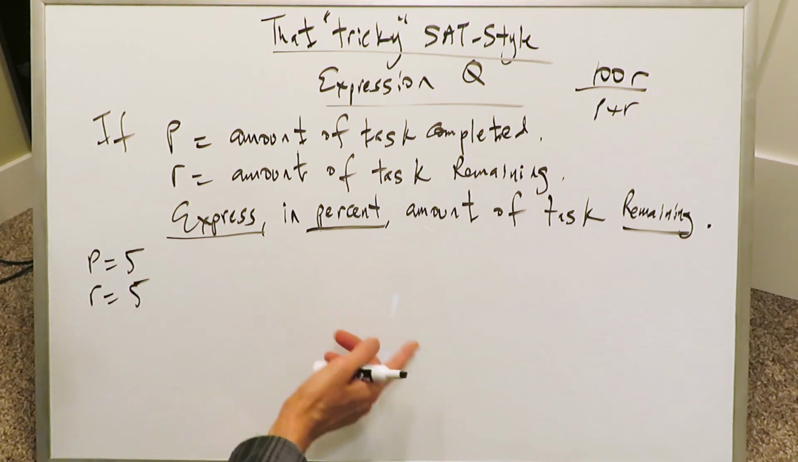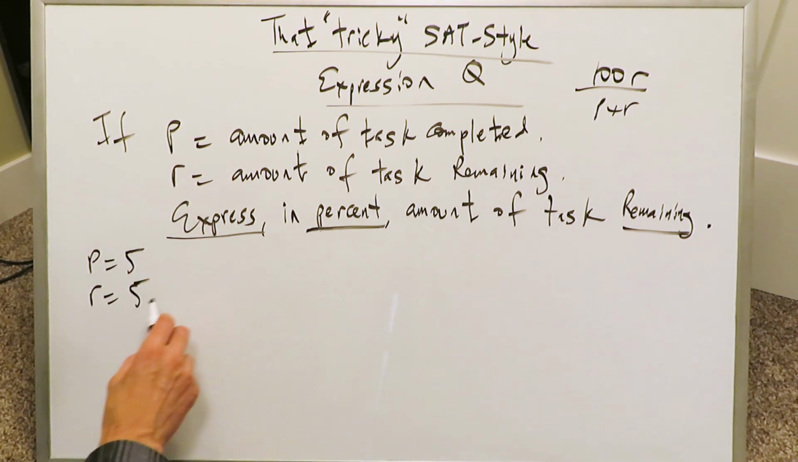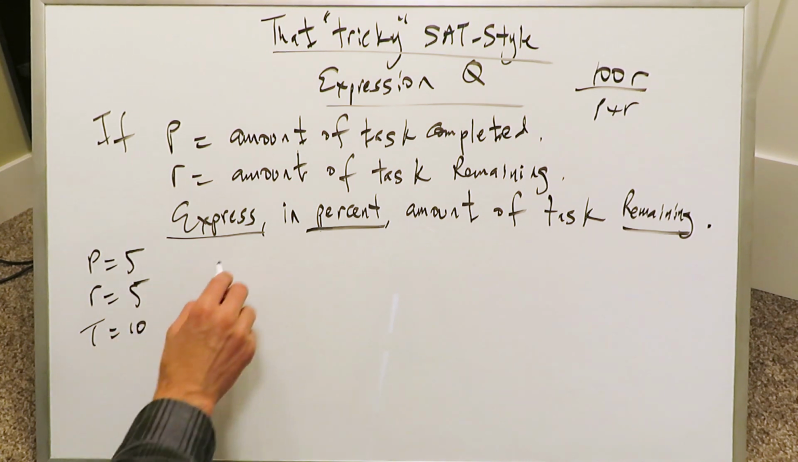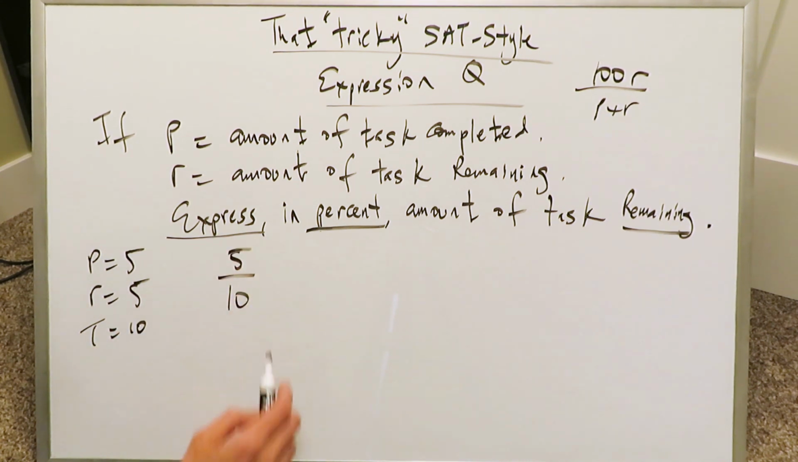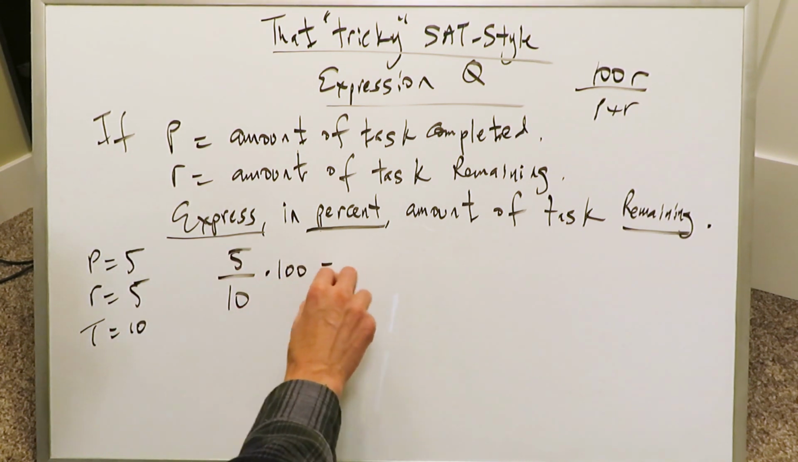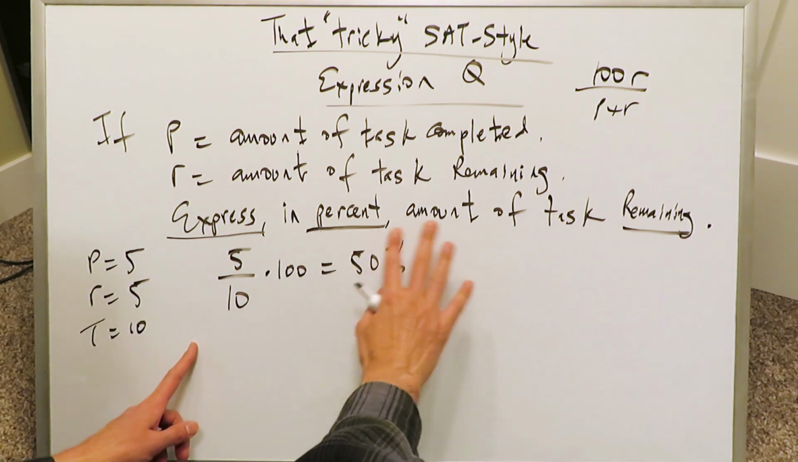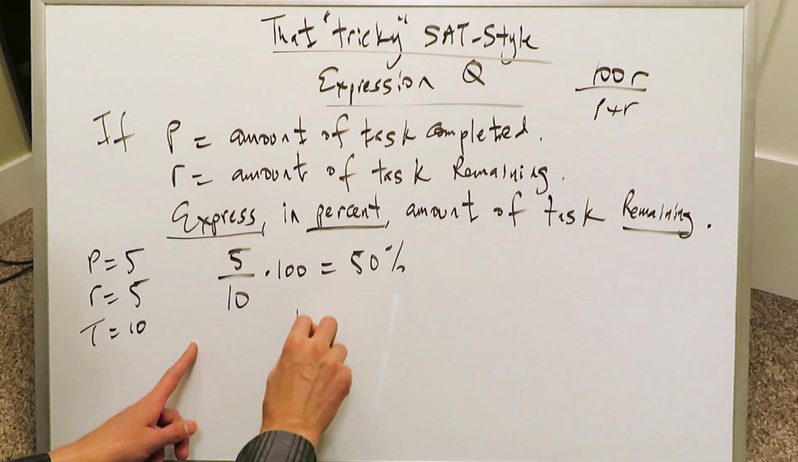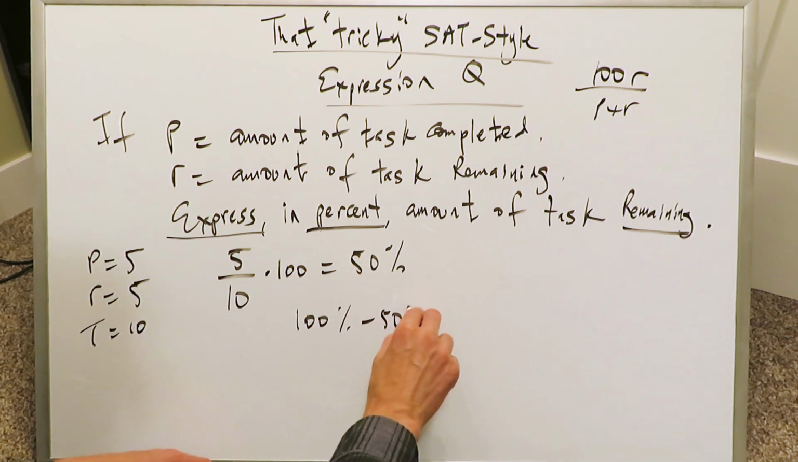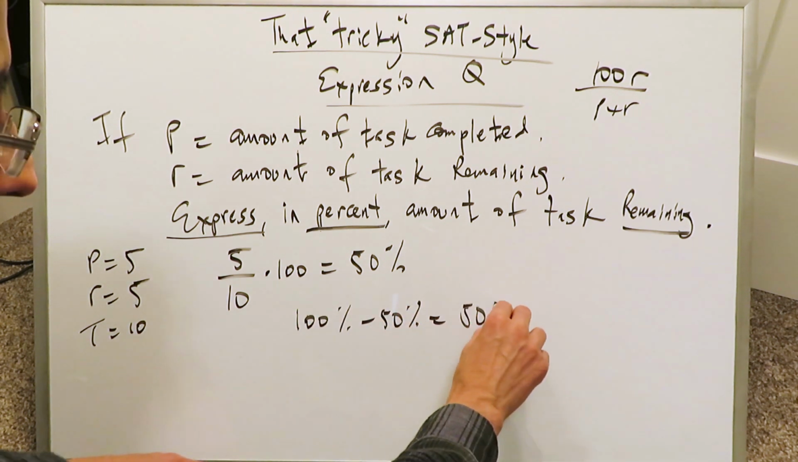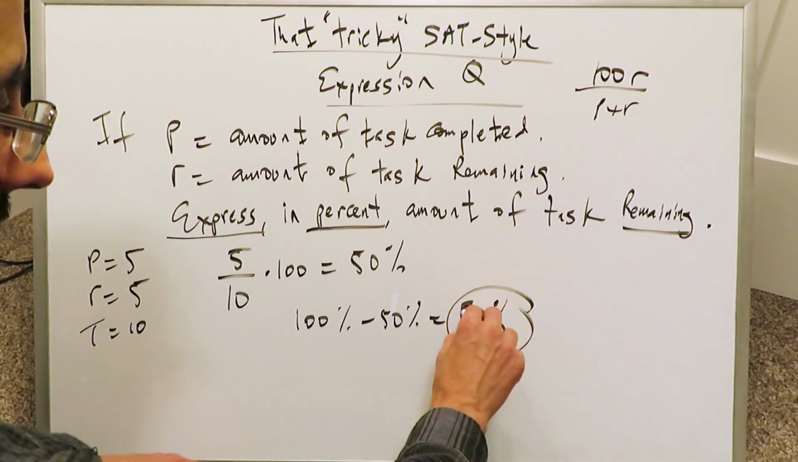The amount of task in terms of percentage which has been completed, and the total here must be 10. I've done basically 5 over 10, which means I multiply by 100, I've completed 50% of the task. The amount of task in percentage which remains to be completed is always your total minus the amount completed, which will be the amount not completed, and this right here is your final answer.